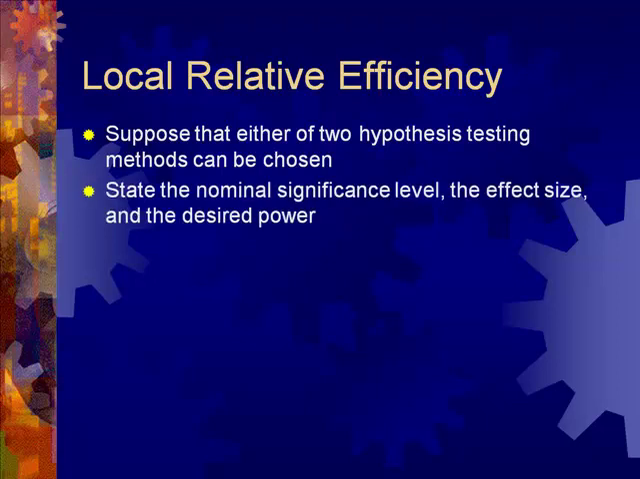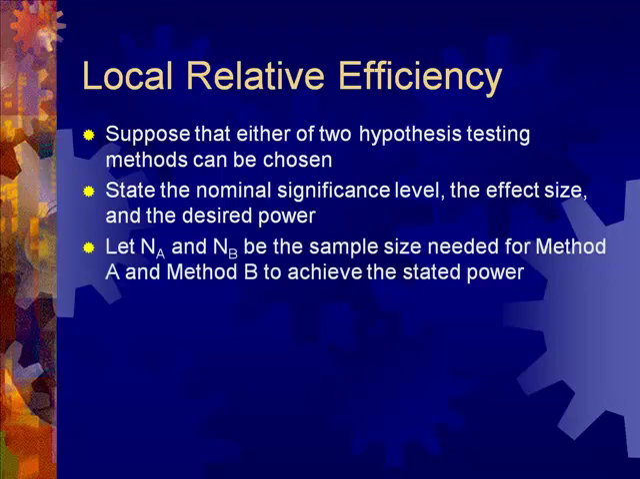First, determine the nominal significance level. That is, what is the maximum type 1 error that you're willing to live with? Set an effect size, and then set the desired power. If you've learned about power, you'll know that if we know the type 1 error rate, the effect size, and the power, we can calculate n, the sample size. So here we're setting 3 of the 4 variables, everything except for n, and we should be able to calculate n.